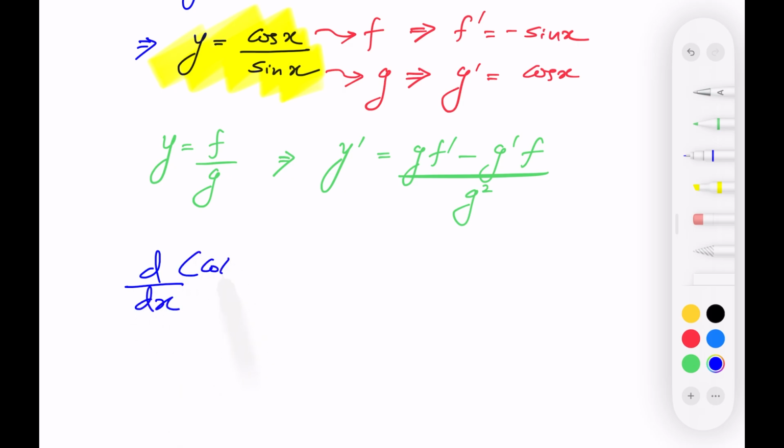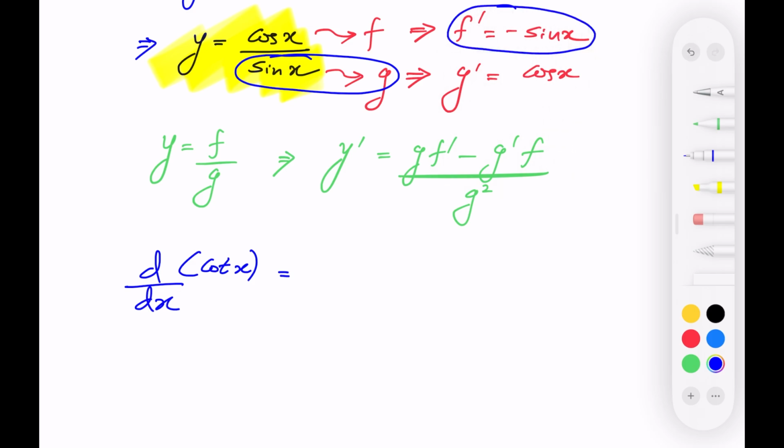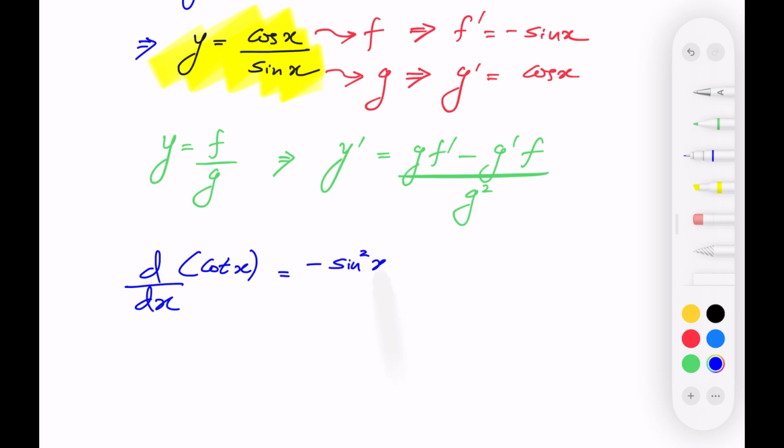Therefore, d by dx of cotangent x, this part you may simply write as dy by dx, should be equal to g times f prime. We know g is equal to sine x, and f prime is equal to negative sine x. Therefore, the multiplication is equal to negative sine squared x. So on the numerator, the first term is negative sine squared x.